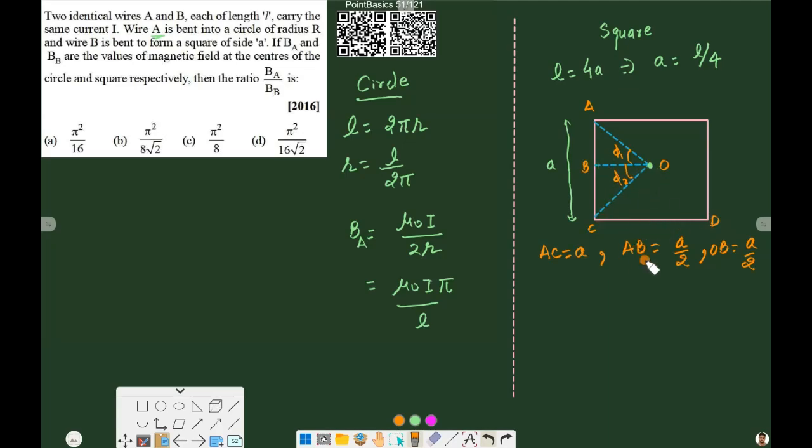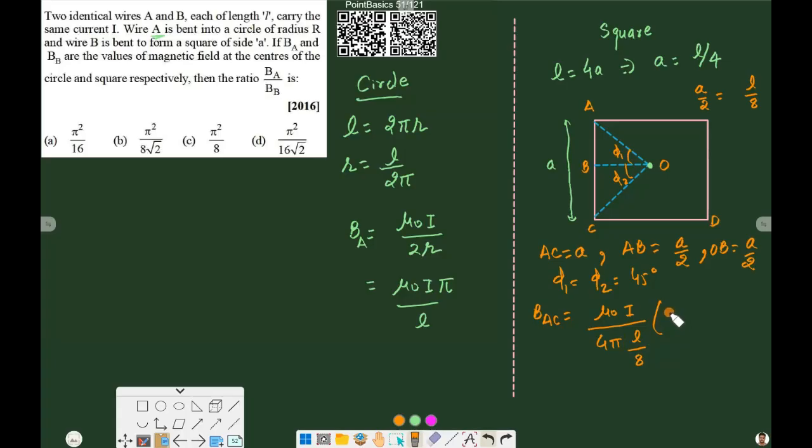So using these two, we have AB and we have OB, we can find out that tangent phi 1 or value of phi 1, as both sides are equal, so angle will be 45. So again phi 1 is equal to phi 2 is equal to 45 degree. So magnetic field due to AC part will be mu node I divided by 4 pi into distance, that distance is BO, that is equal to A by 2. And A is equal to L by 4. So we can say A by 2 will be L by 8.